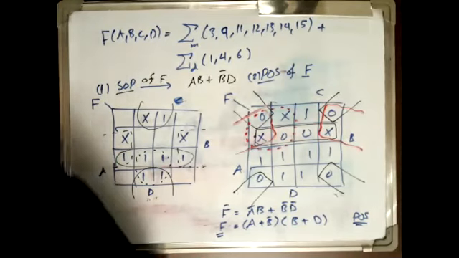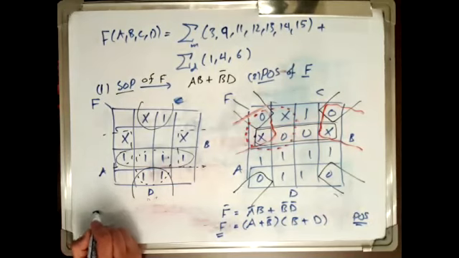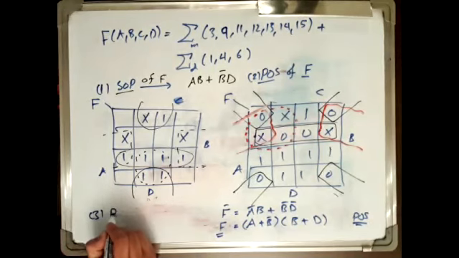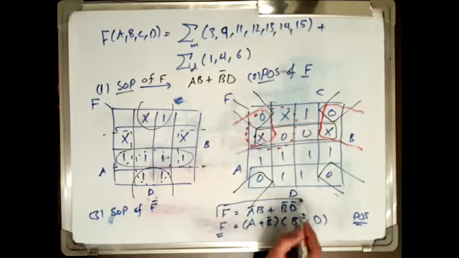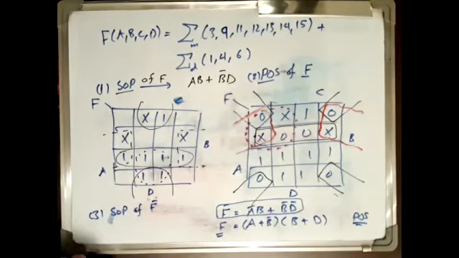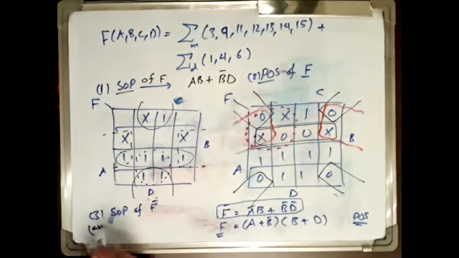What about number three, the SOP of F bar? Here you go. This is the SOP of F bar, right? We already did it here. This is the SOP of F bar. How about the POS of F bar? How to find the POS, product of sum, of F bar?